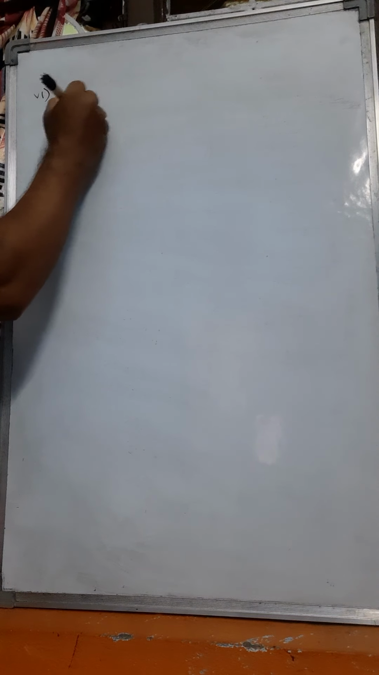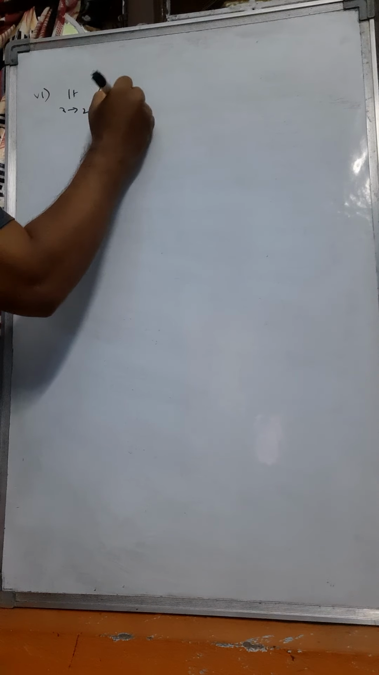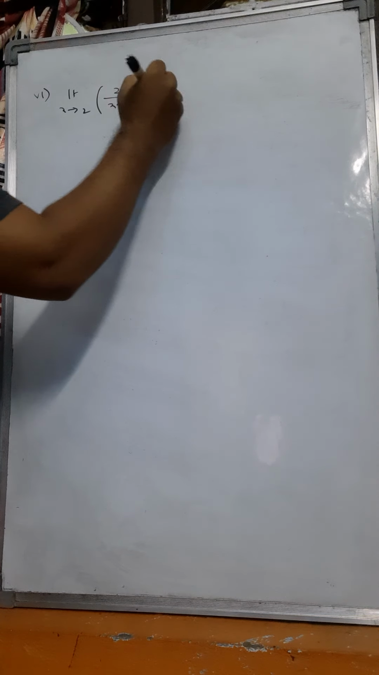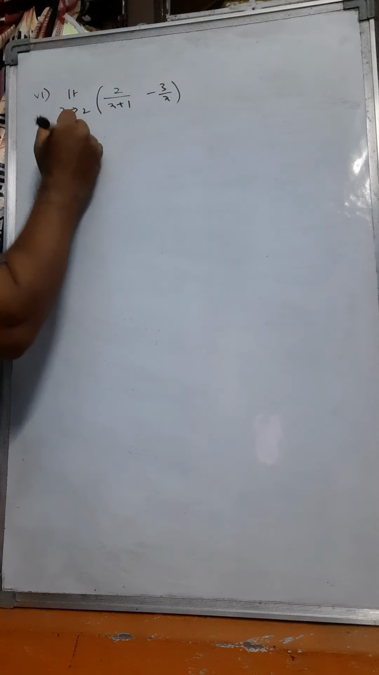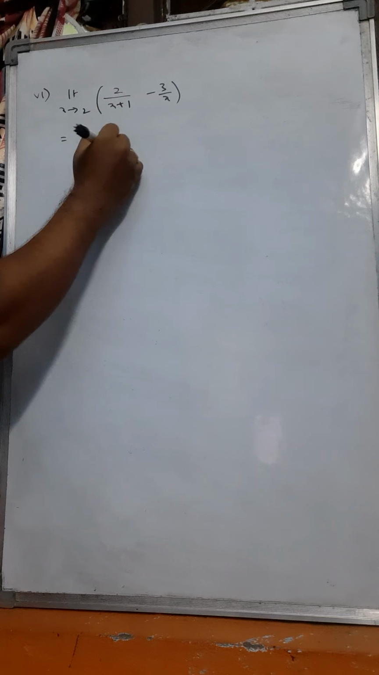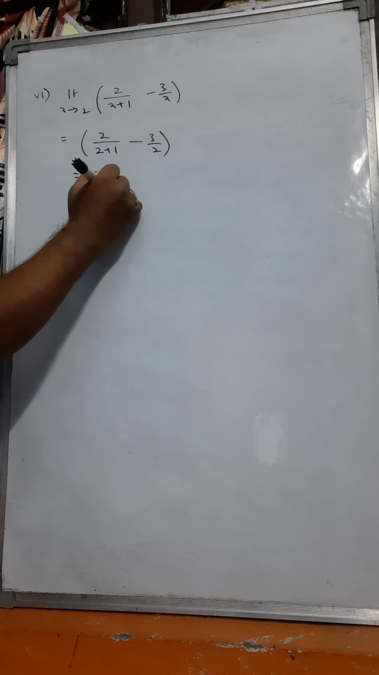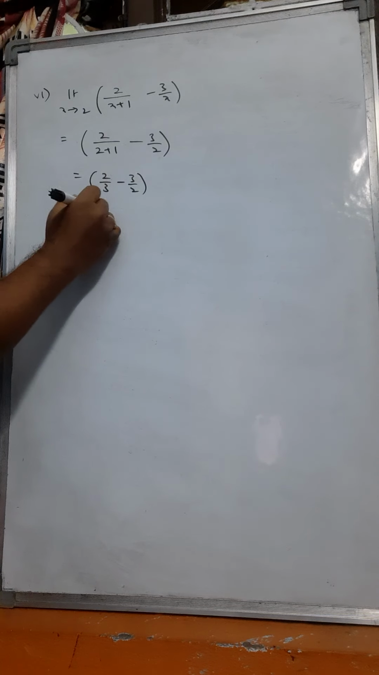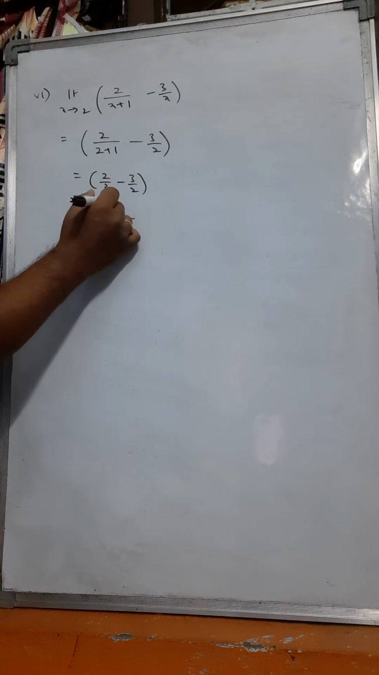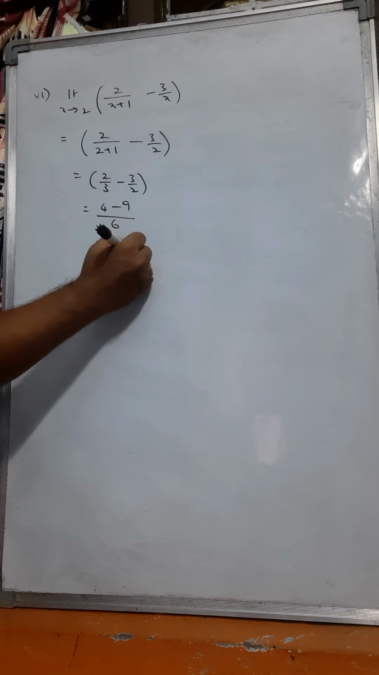Sixth problem: limit x tends to 2, 2 by (x plus 1) minus 3 by x. So put x equal to 2. So we will get 2 by (2 plus 1) minus 3 by 2. So that is 2 by 3 minus 3 by 2. LCM is 6, cross multiply: 4 minus 3 into 3 is 9. So that is minus 5 by 6.